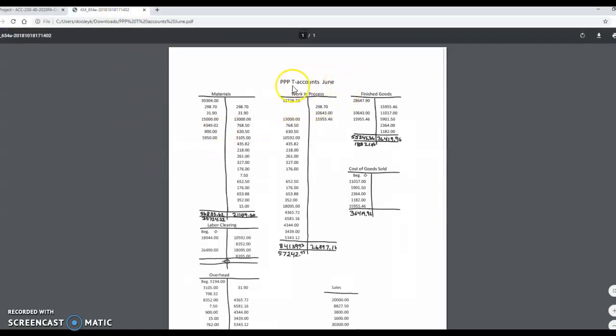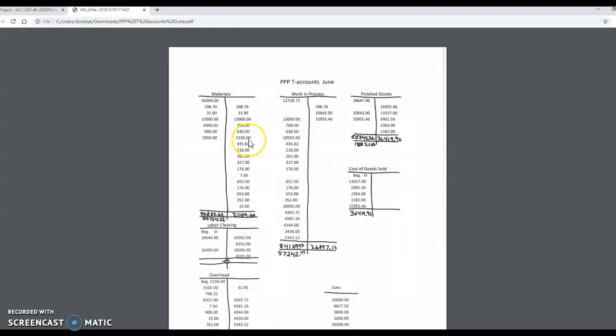Okay, so we're going to take a look. Here are the June T accounts. So actually they ended up putting in separately. So here's where they're coming out of the materials. They got issued from the materials. So 13,768.50, 630.50 coming out of the materials and going into work in process, because these materials are direct materials that are going onto the factory floor.